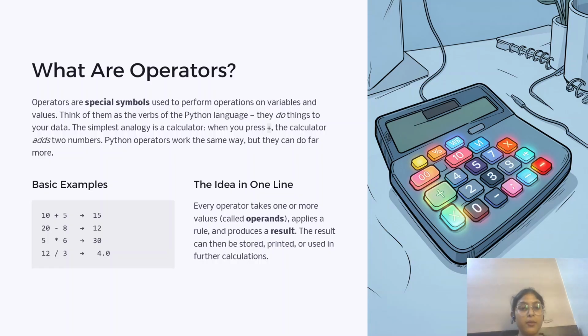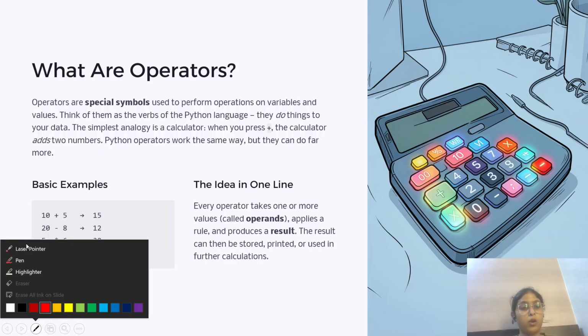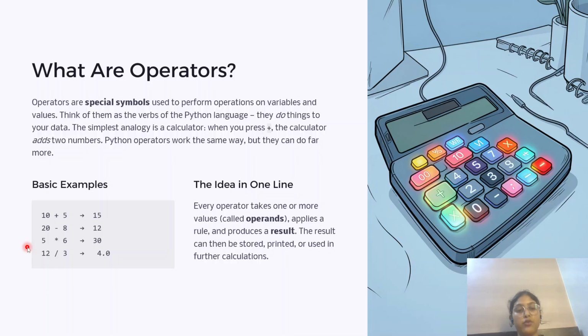Think of it with a simple analogy. The simplest analogy is a calculator. Whenever you add two numbers, the operator always works: you have to add them and give the answer.